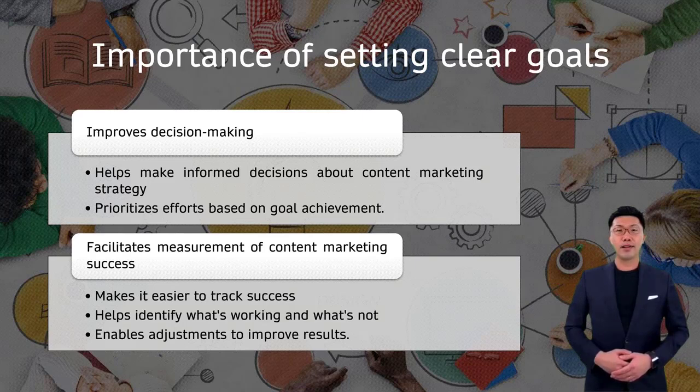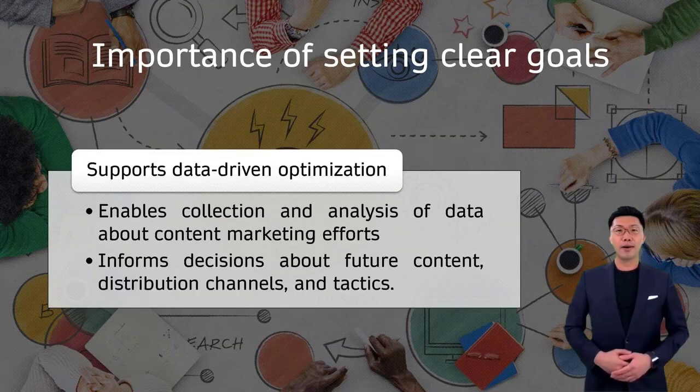Furthermore, having clear and measurable goals improves decision-making. When you know what you want to achieve, you can prioritize your efforts and make informed decisions about your content marketing strategy. Clear and measurable goals also facilitate measurement. By having specific targets, you can track your progress, identify areas for improvement, and make adjustments to ensure that your content marketing efforts are always producing the desired results. Lastly, clear and measurable goals support data-driven optimization. By collecting and analyzing data, you can inform future decisions about content, distribution channels, and tactics, ensuring that your content marketing efforts are always optimized for success.